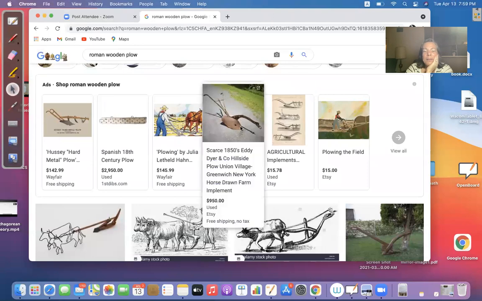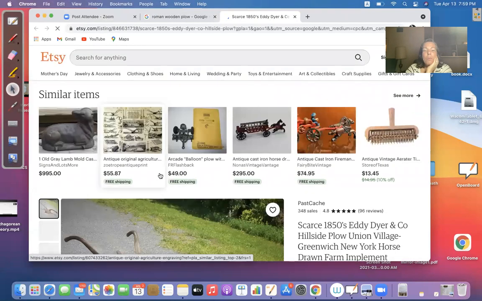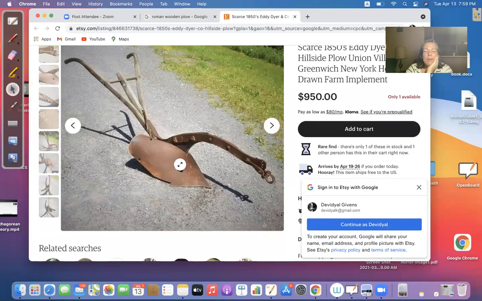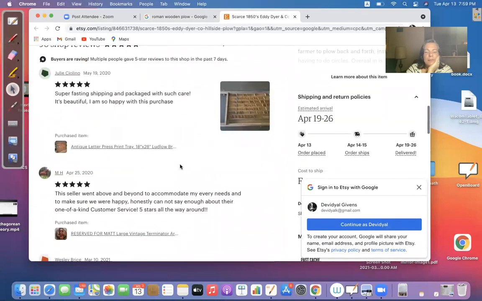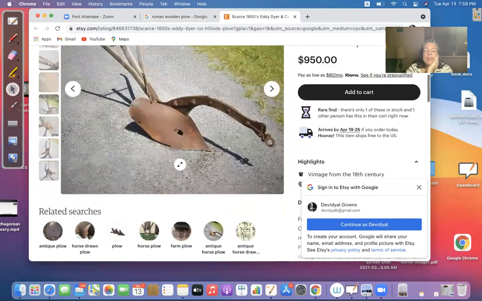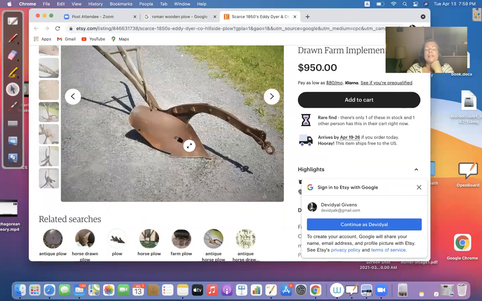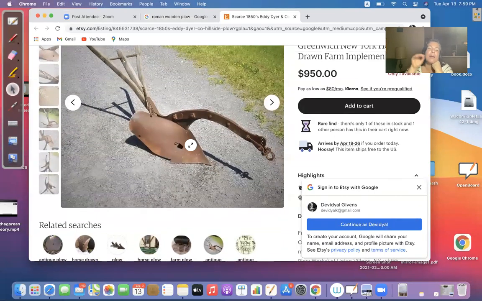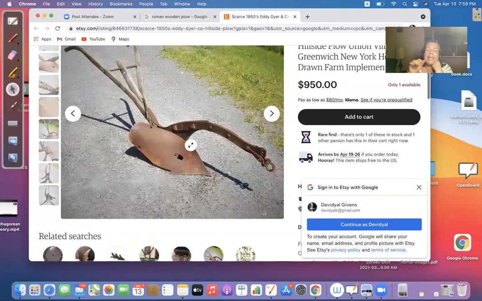Here's a plow that Romans would have used. Oh no, that's iron. Well, it would have been wooden. They would have used a wooden plow to dig up the dirt to plant their seeds. But in the high Middle Ages, they started using iron, and the iron would dig deeper into the dirt.